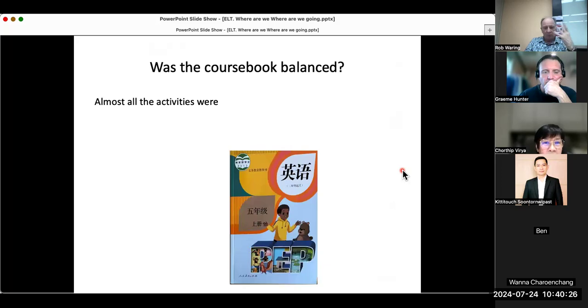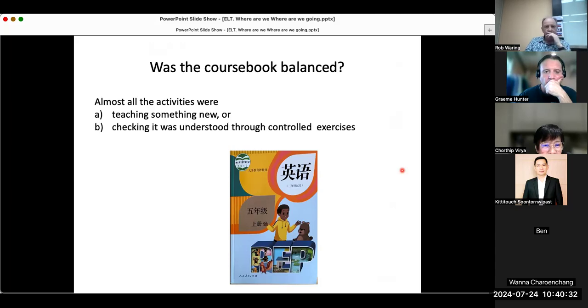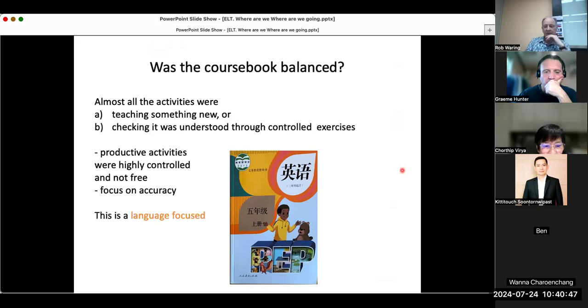And what it shows, not just in this book, but in the books that my student analysed, is that almost all the activities are either teaching something new or checking what was understood through controlled exercises. There were very few productive activities. When they were, they were highly controlled. They were not free, focused on accuracy. So largely, this is a language-focused learning book. This is not a 4 skills book.